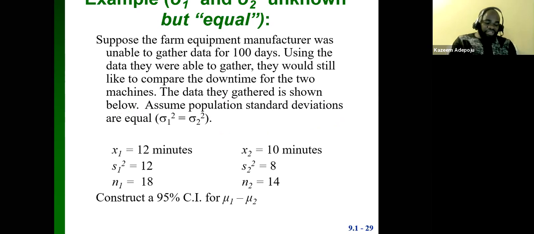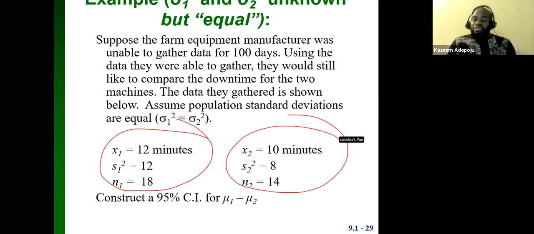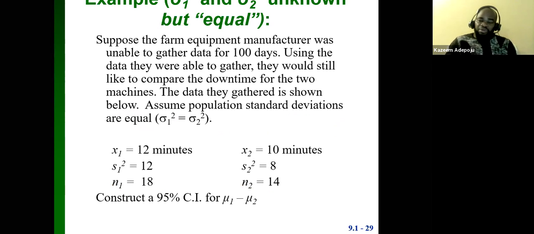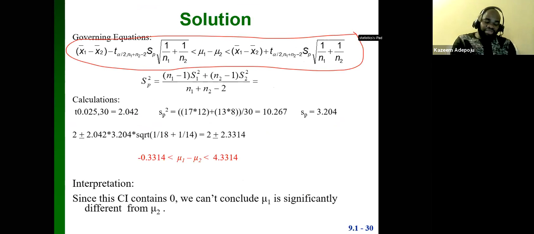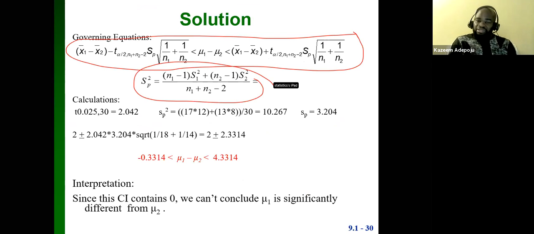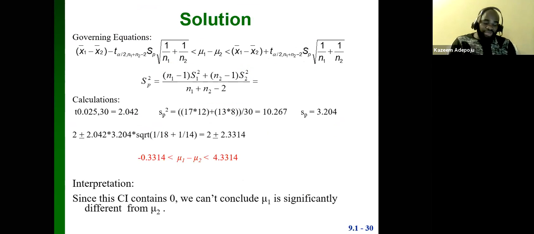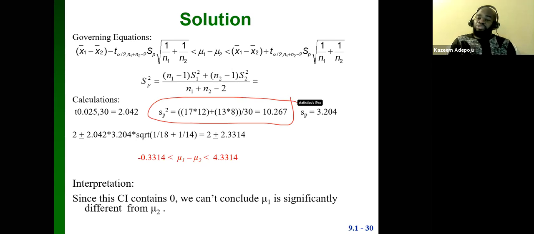Now take a look at that. You are given this data for population one, group one, and you're given this data for group two, and they ask you to construct the 95% confidence interval. To compute it, you're going to make use of the formula. Don't forget, I said you first need to obtain your pooled variance. You plug in the sample variances and the sample sizes, and plugging in that gives you a pooled variance of 10.267.